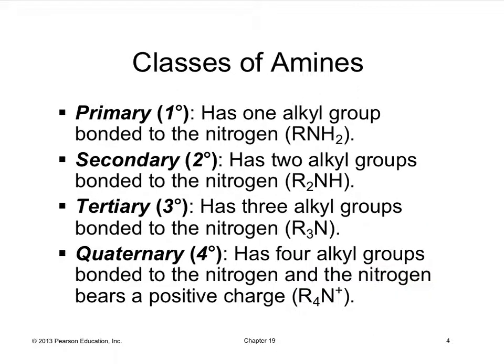If we look at the classes of amine, you have primary, secondary, tertiary, and quaternary. The reason there is a quaternary is because you can have another alkyl group attached to the nitrogen to give it a positive charge, leading to a quaternary structure. Primary has one alkyl group. Secondary has two. Tertiary has three. And now quaternary, something you now know.